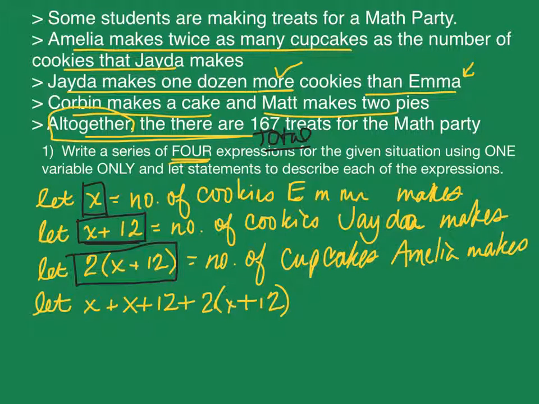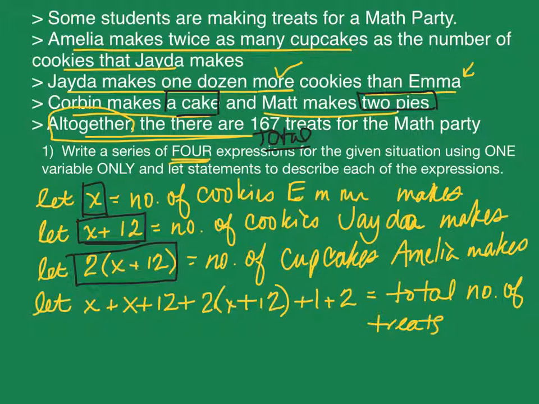And now I can't forget that Corbin makes a cake. So that's plus 1. And that Matt makes 2 pies. So that's plus 2. So I now have included everything for each person. So that's going to equal the total number of treats.